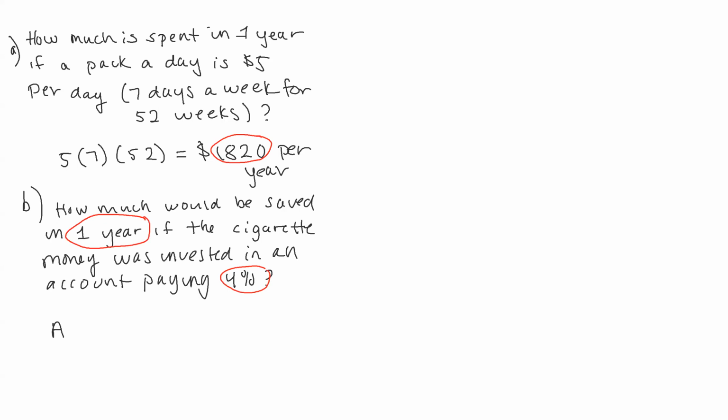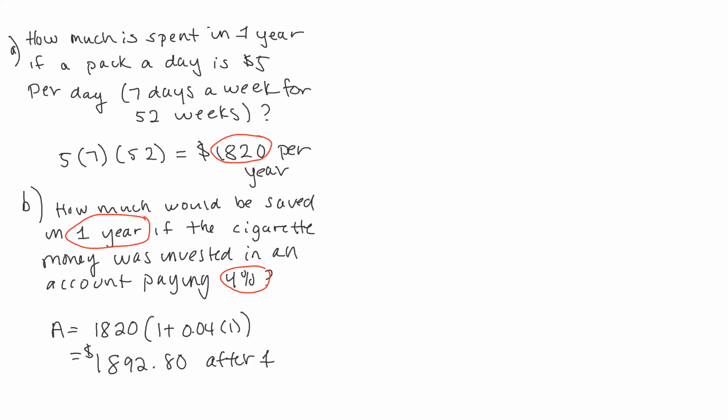Okay. So we get 1,820 times 1 plus 0.04 for just 1 year. And you can type it exactly as you see it right here. So again, as long as you show me your setup, you can go straight to the calculator. And I typed mine in wrong. Good for me, huh? And I get that you would save $1,892.80 after 1 year.